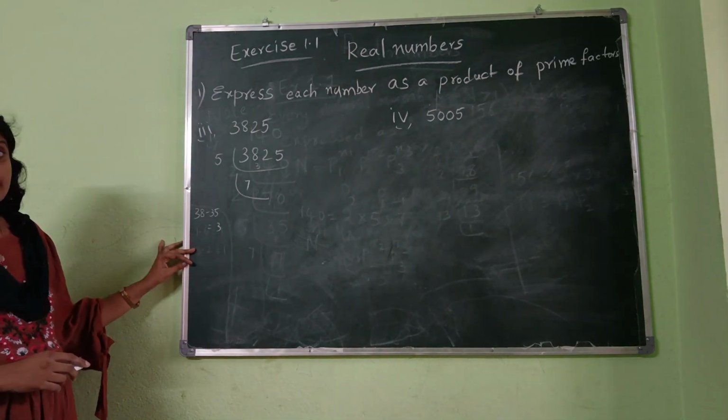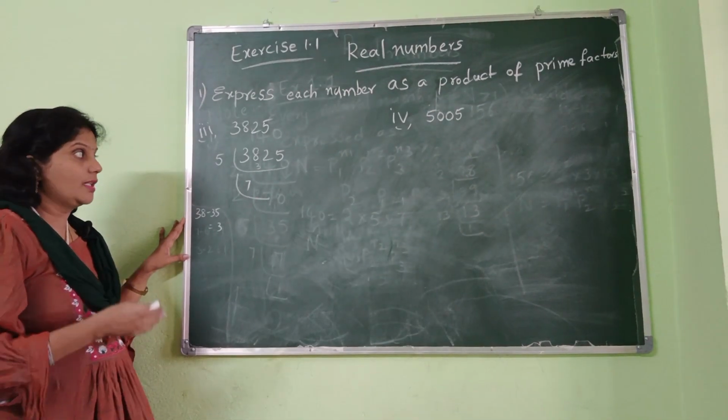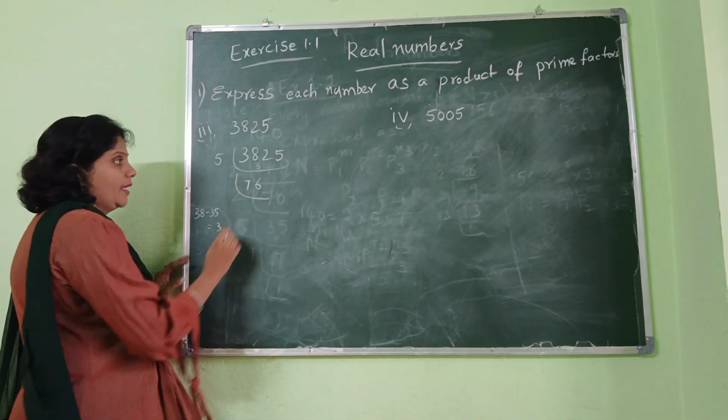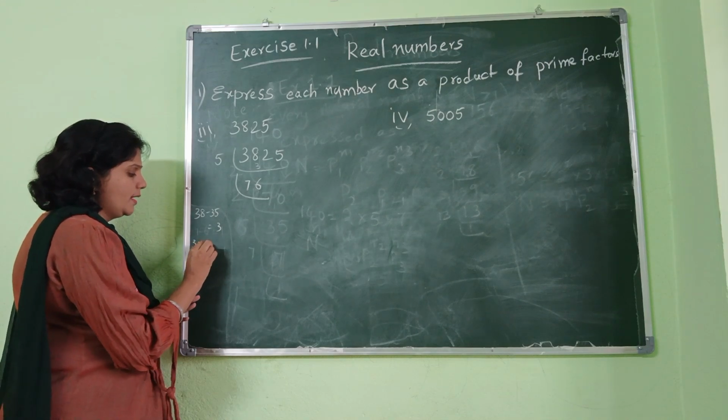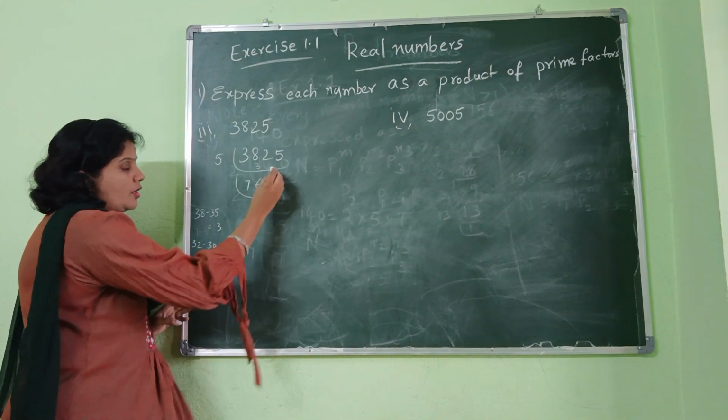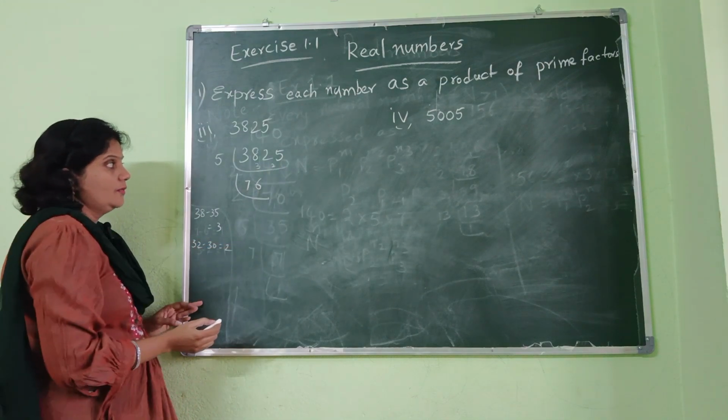So in the 5 table, 32 will not go. So the nearest to 32 is 5 sixes are 30. So 32 minus 30, how much? 2. So I am writing 2 here. So 25.